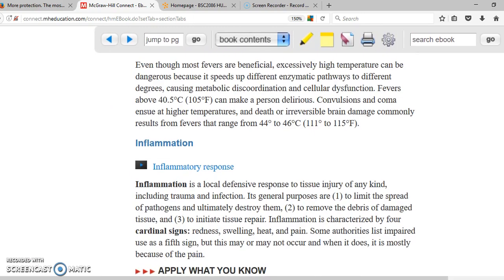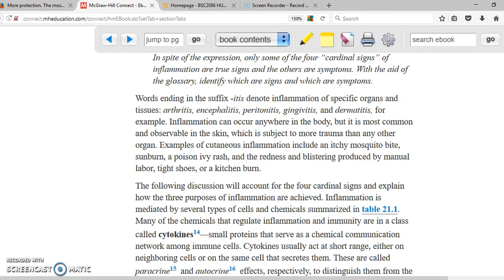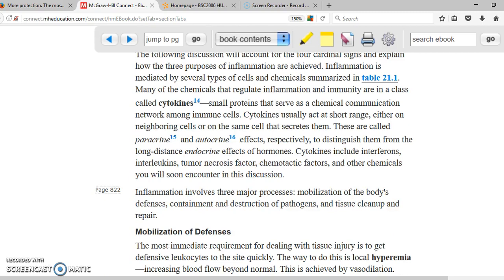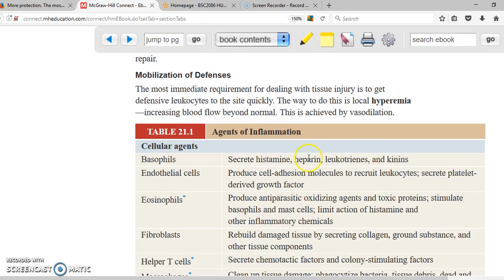We have inflammation. I already spoke about it. It has 4 cardinal signs, which are, as you can see here, redness, swelling, heat, and pain. That's basically what you need to know about it. Let's keep scrolling down. Obviously, the job of inflammation is to stop the infection by, as you can see here, mobilization of the body's defenses, containment, and destruction of the pathogens. Most of the time, we talk about mobilization of defenses because inflammation is going to increase the blood flow to the area where you have the infection. This is actually called hyperemia.